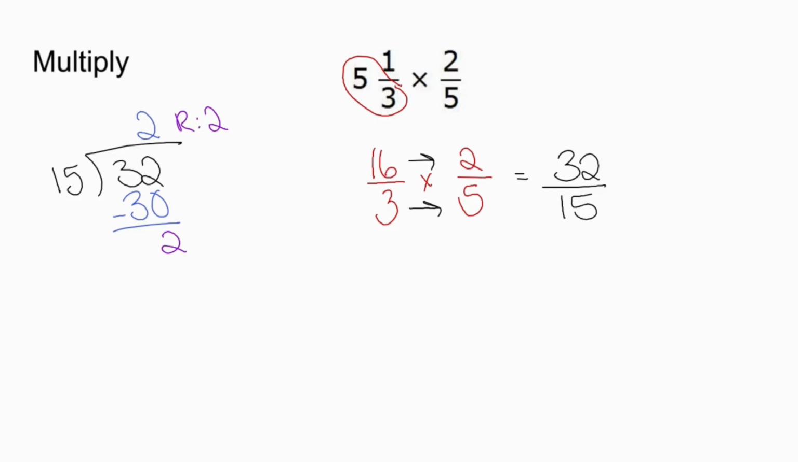So how do I turn that into a mixed number? Well, this 2 that we got here, the quotient, is going to be the whole number that lives out in front. The remainder of 2 is going to be our numerator, and the old denominator of 15 isn't going to change. So this stays over 15. So our final answer is 2 and 2/15.